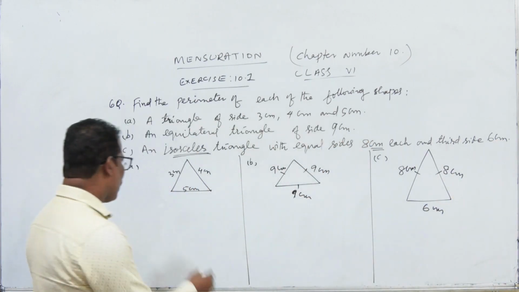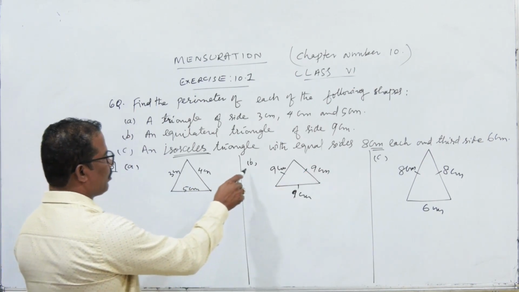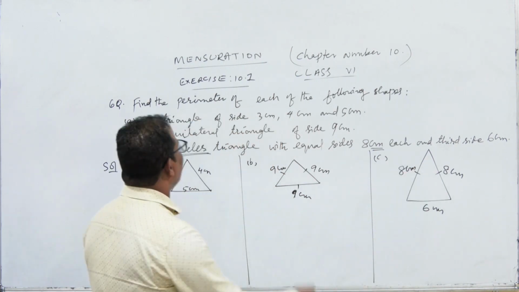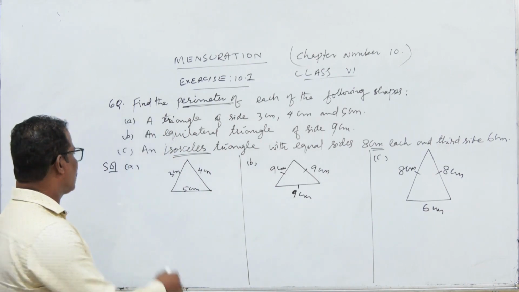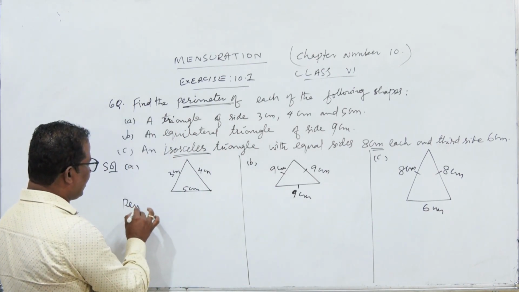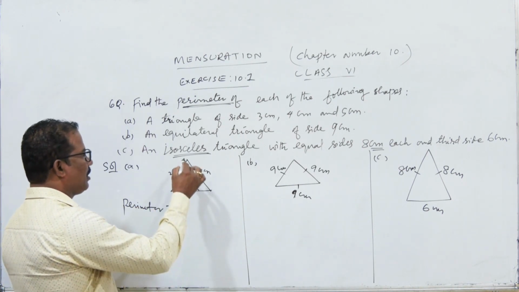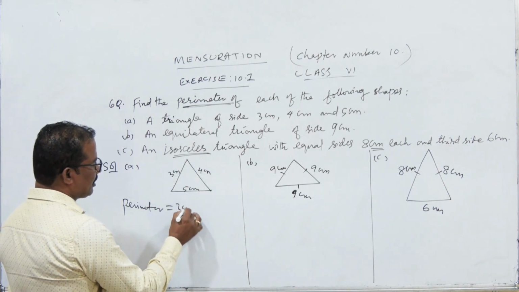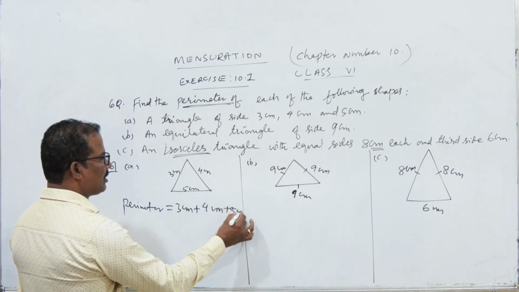So for all these three triangles, first A, this triangle, for B question the equilateral triangle, and for C question the isosceles triangle, we need to find what? Perimeter. So for question A, we can find the perimeter. As we know, to find the perimeter means we have to find the total boundary length. That means here how much? 3 centimeter, then 4 centimeter, then 5 centimeter.